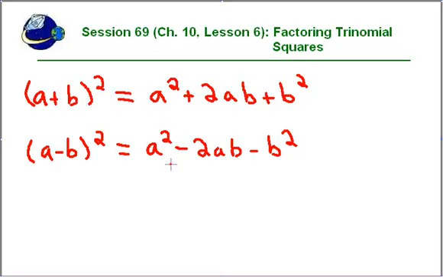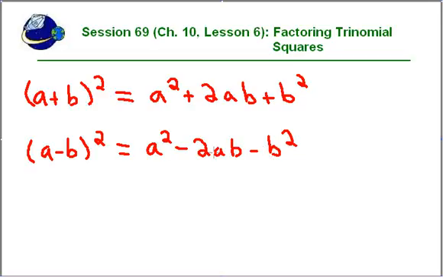In session 69, we'll be discussing and demonstrating factoring trinomial squares. Remember, trinomial means a three-termed polynomial. If we take a look here, a squared plus 2ab plus b squared, that is a trinomial. But this particular trinomial can be created by having some type of binomial squared, some type of binomial being multiplied against itself. And in the second one, a squared minus 2ab plus b squared.